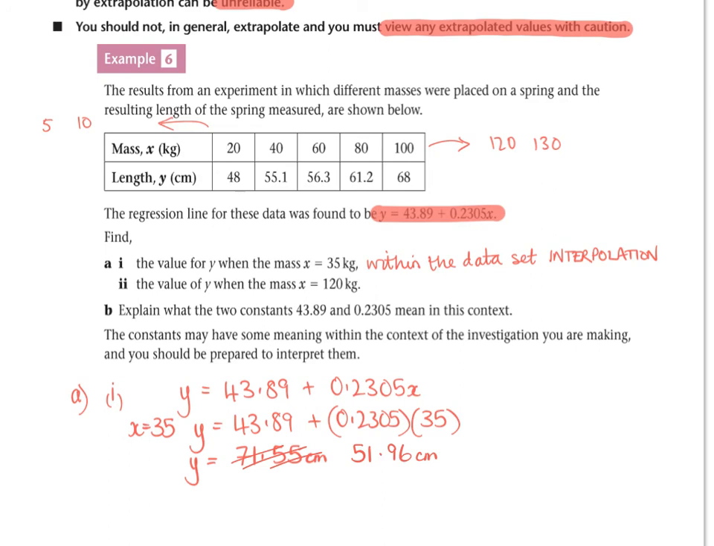So we can work the other way as well. In part 2, we're asked to find out the value of y when the mass is 120. So y is equal to 43.89 plus 0.2305 multiplied by 120. So y from that this time is 71.55. That makes a bit more sense.